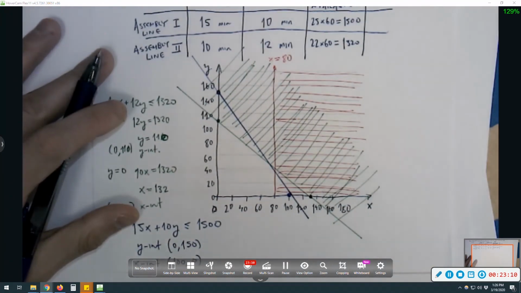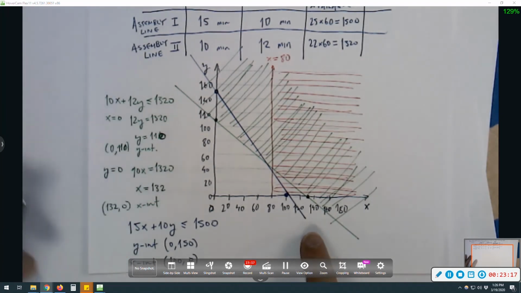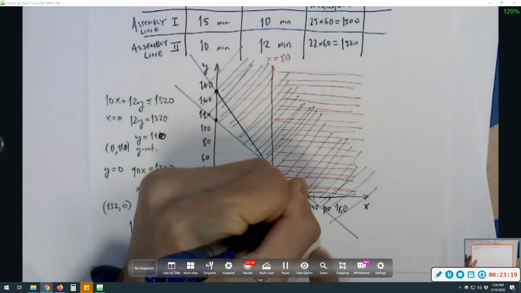Okay, so now again, as the pattern, the way the pattern works. Remember, this line here is when you have equality. So I'm just going to label that.